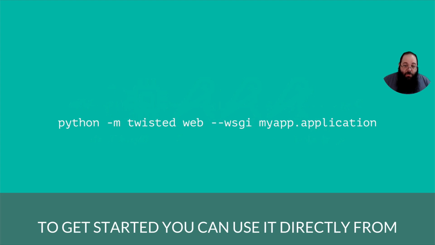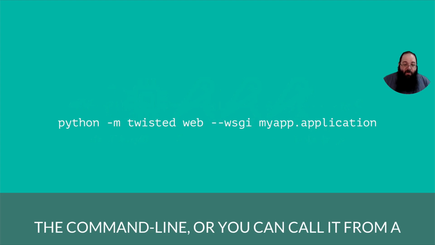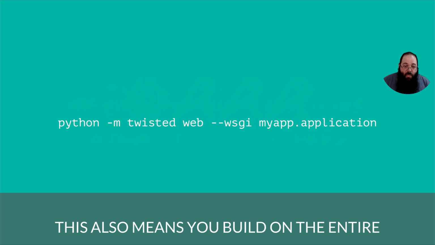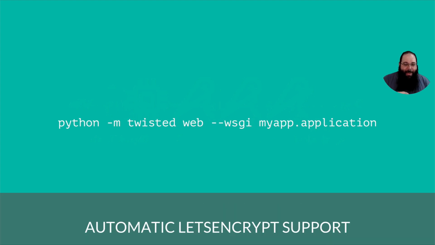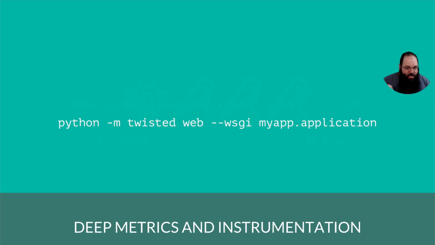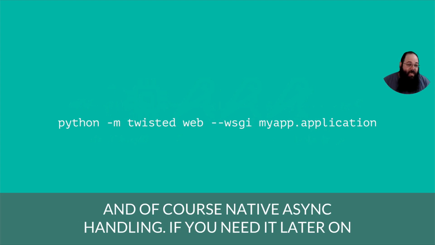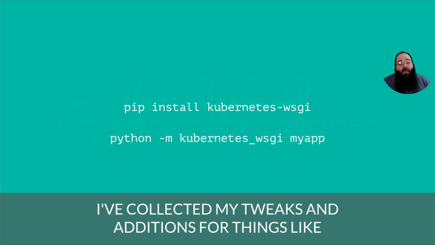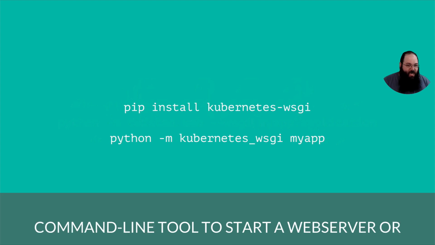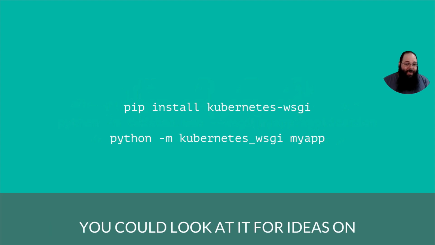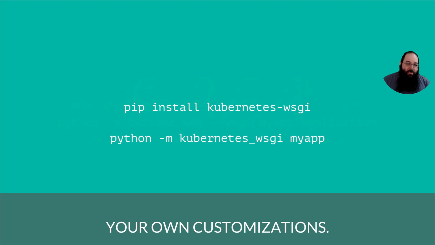To get started, you can use it directly from the command line, or you can call it from a server script for deeper customization. This also means you build on the entire Twisted networking ecosystem, including things like automatic Let's Encrypt support, deep metrics and instrumentation, and of course, native async handling if you need it later on. I've collected my tweaks and additions for things like Prometheus metrics and log handling into a small library. You can also use that directly as a command line tool to start a web server, or you could look at it for ideas on your own customizations.